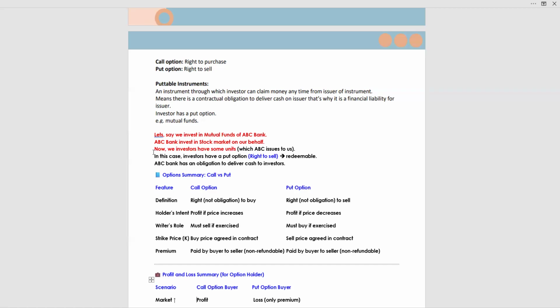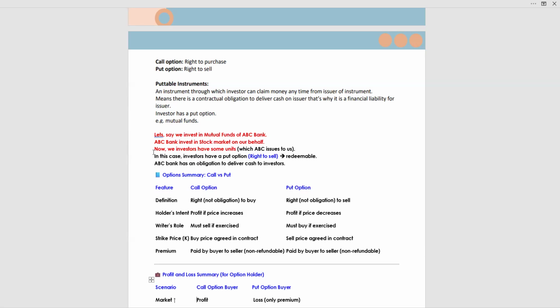Example, let's say we invest in mutual funds of ABC Bank. ABC Bank invests in the stock market on our behalf, which means first we invest in mutual funds of ABC Bank, then ABC Bank invests our funds in the stock market on our behalf. Now we investors have some units which ABC issues to us. In this case, investors have a put option. Right to sale means redeemable. We learn this thing that it is a contractual or a financial liability. So ABC Bank has an obligation to deliver cash to investors.